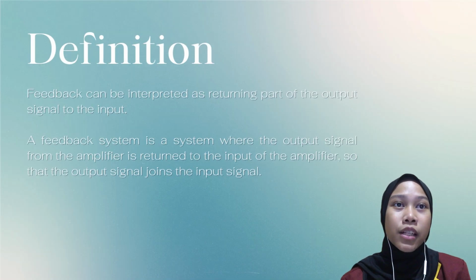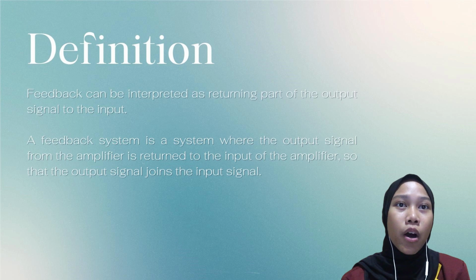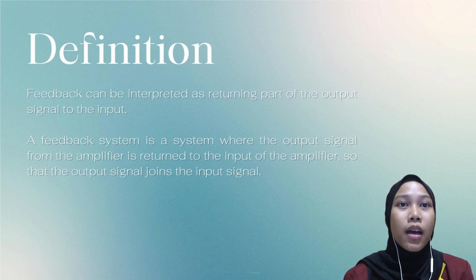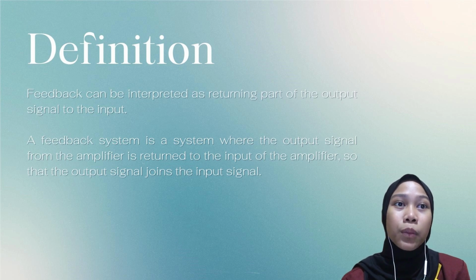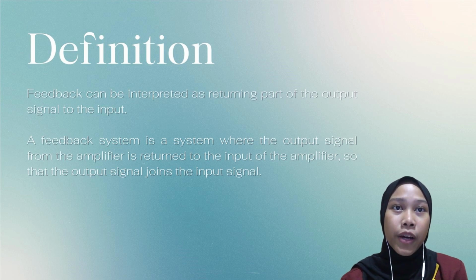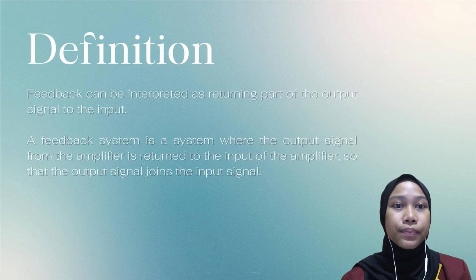First of all is definition. Feedback can be interpreted as returning part of the output signal to the input. A feedback system is a system where the output signal from the amplifier is returned to the input of the amplifier so that the output signal joins the input signal.